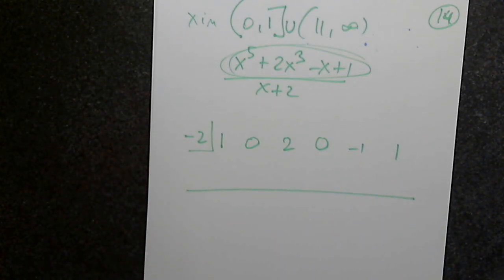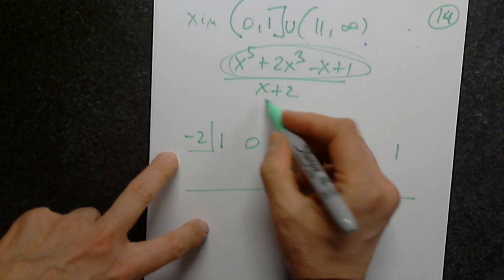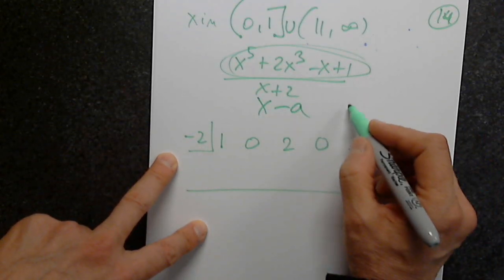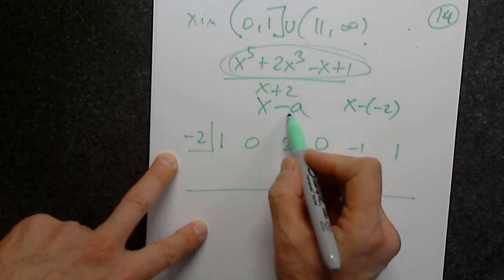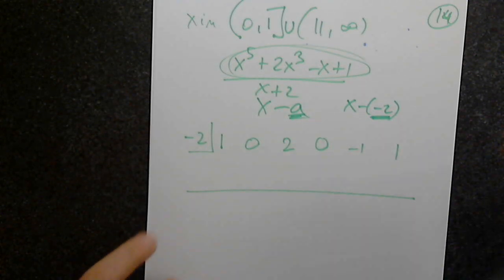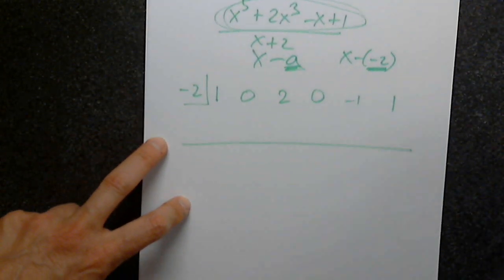How do you get negative 2? Why is negative 2 in the box? Because it's x minus a, and I have to compare, and then it means that this is x minus negative 2. So a is negative 2. That's how I have to put negative 2. Better? Perfect. So now we bring down 1.